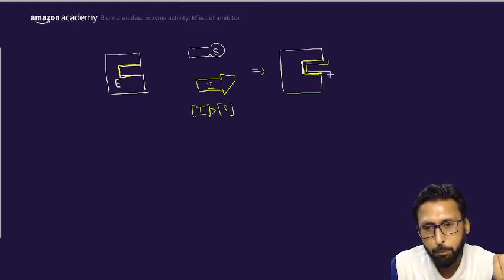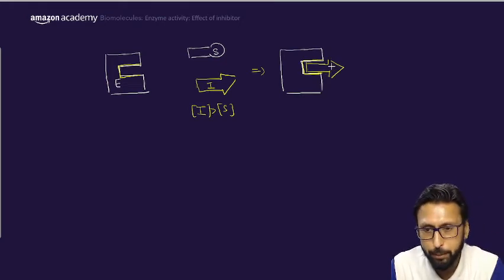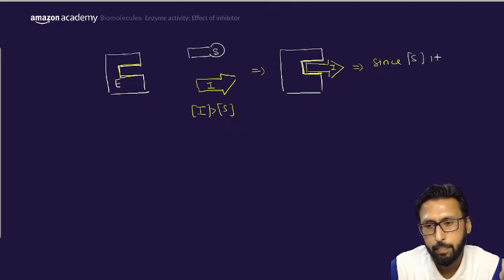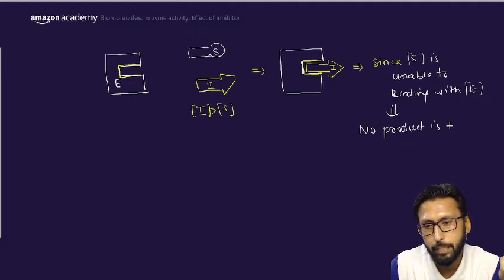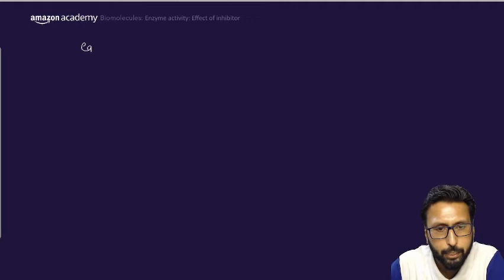And when the inhibitor binds, there will be no product formation because the product is formed by the substrate, not by the inhibitor, okay. So this is the inhibitor. Since the substrate is unable to bind with the enzyme, therefore no product is formed, okay guys. So let's take one example. I think you have read about the Krebs cycle. So this example is taken from the Krebs cycle.